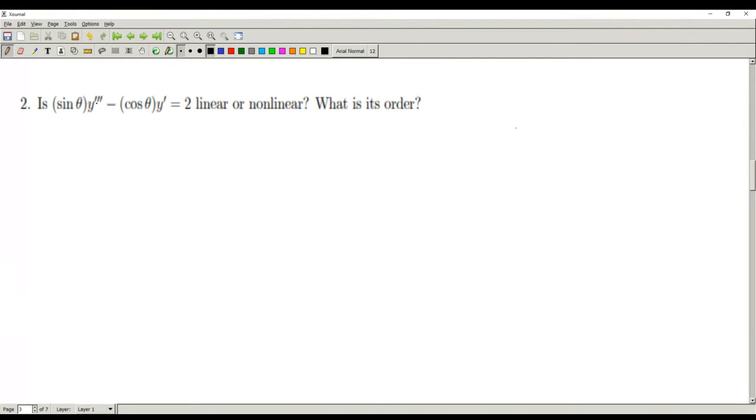So is sine theta y prime prime prime minus cos theta y prime equals 2 linear or nonlinear? And what is its order? So let's start with linear or nonlinear. If we want to look at this, we can rewrite it as sine of theta times y prime prime prime to the power of 1 minus cos theta times y prime to the power of 1 equals 2. Because both of these are to the power of 1, it's going to be linear.